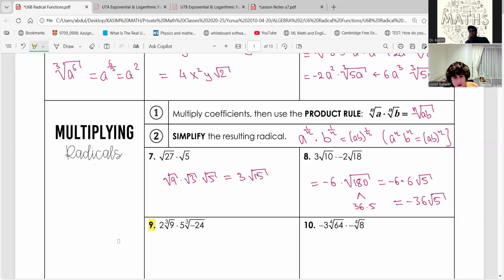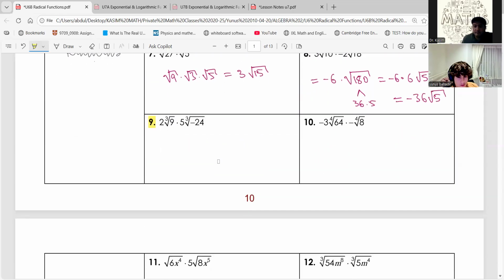Since square root of 9 is just 3, can't I just bring the 3 to the front? Which one? You mean question 9 or question 7? Wait, question 9, the cube root of 9.